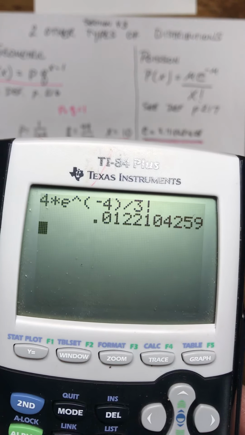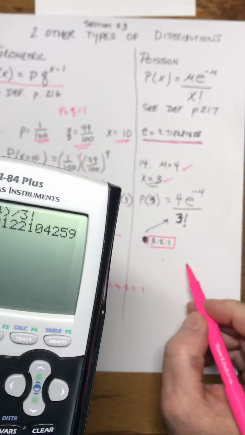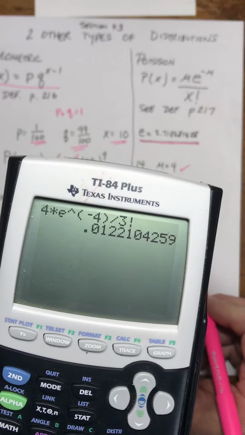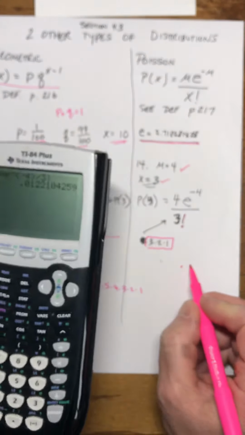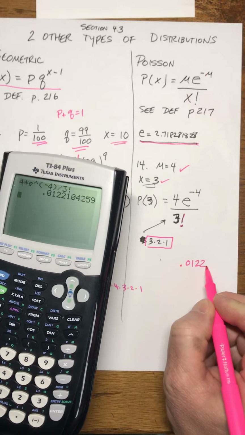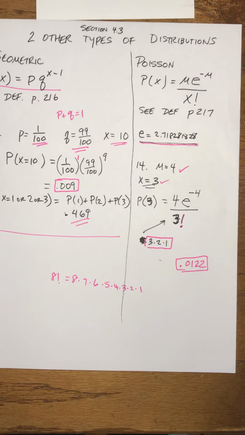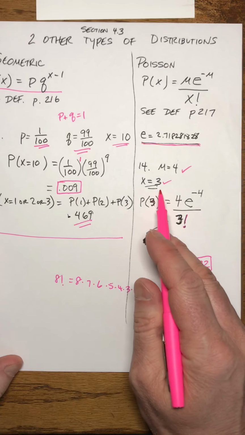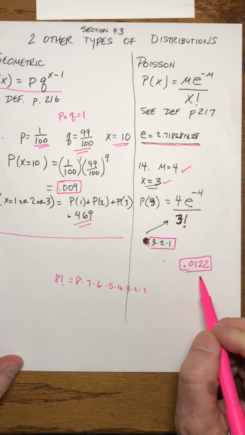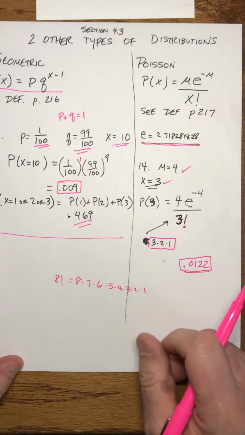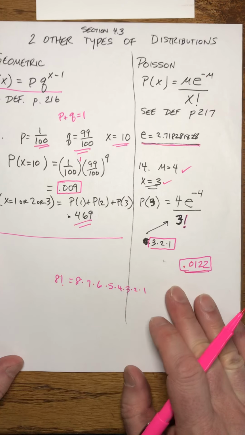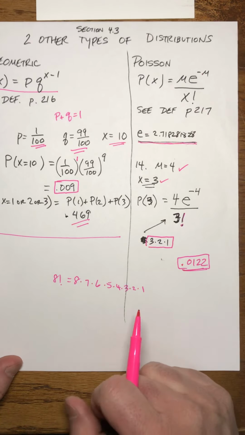If we hit enter again, we get 0.0122. So there's about a 1% chance of that happening, if the average was 4, it coming out to be 3 in this situation. It would be a pretty slim chance of that happening. These are the 2 types of distributions. Make sure you read up on them.